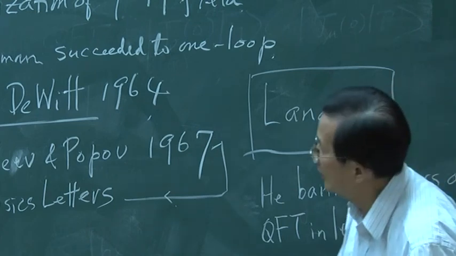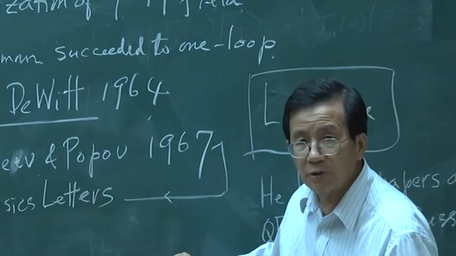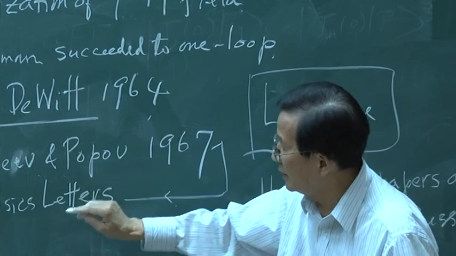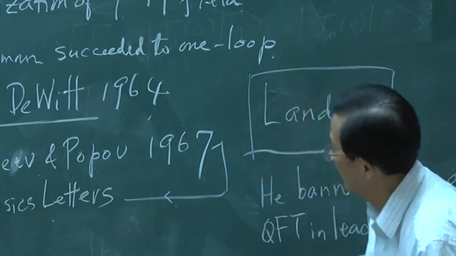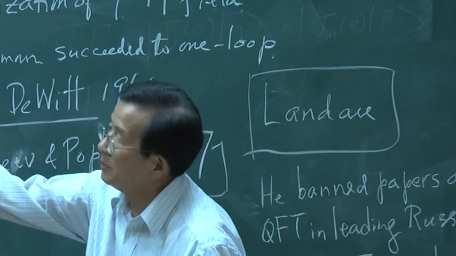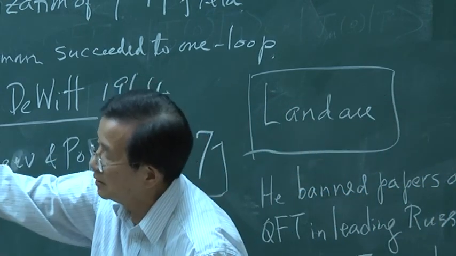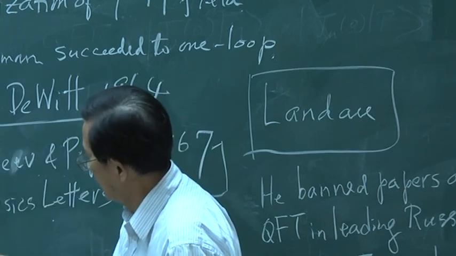So even though Faddeev and Popov wrote a paper, they cannot publish in Russia. And then they send it out to Physics Letters, only a very short paper, okay? Now the longer paper is only about this Weinberg-Salam-Glashow model, QCD and those things.